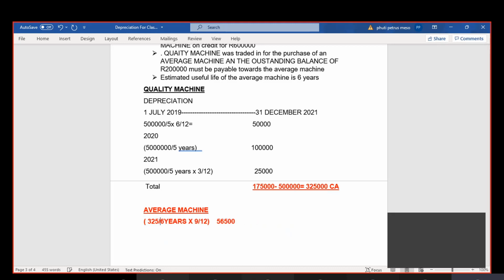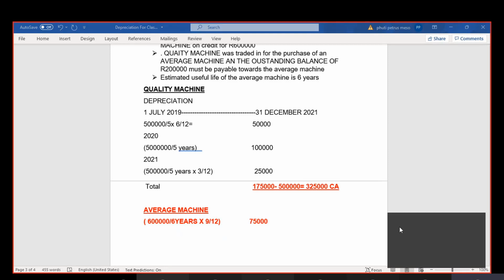You were supposed to say 600,000 rand, which is the new cost, and then you divide this by 6 years, and then you multiply that by 9 divided by 12. 6 years and 9 divided by 12 is actually quite correct. Right. Can I ask you to give me the figure here? That will be our depreciation in the current year for the new machine. Seventy-five thousand rand would be your final figure.